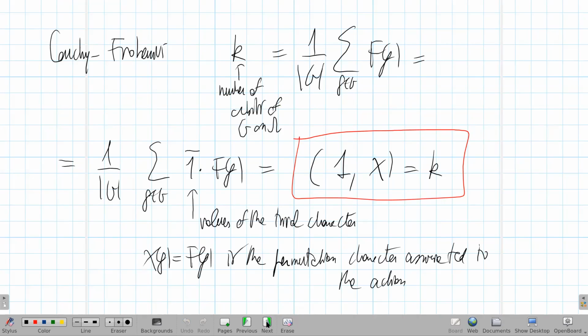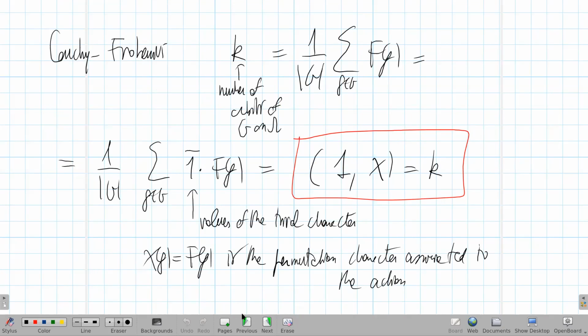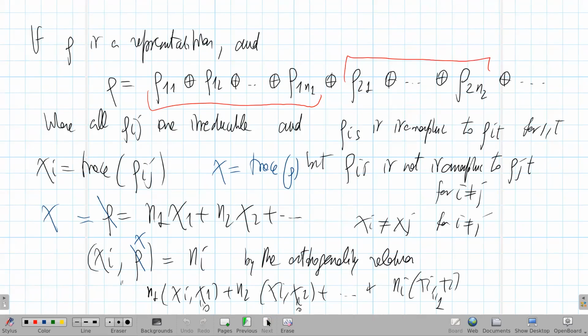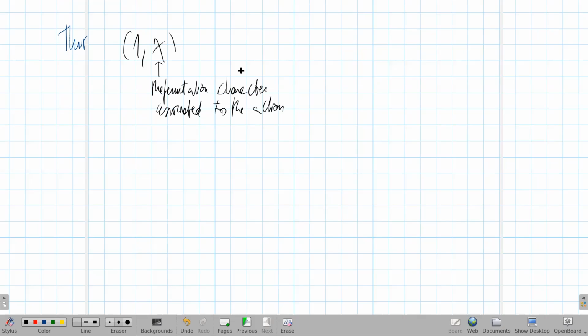So this means that the number of orbits, thus, the inner product of 1 with chi, where chi is the permutation character associated to a certain action, the action we are speaking of, equals the number of orbits of the action.